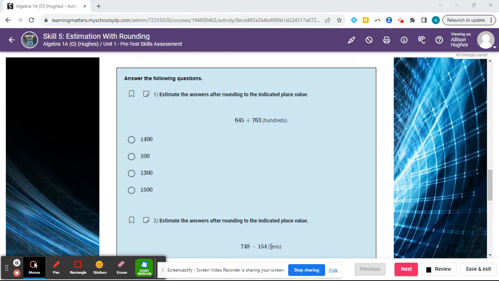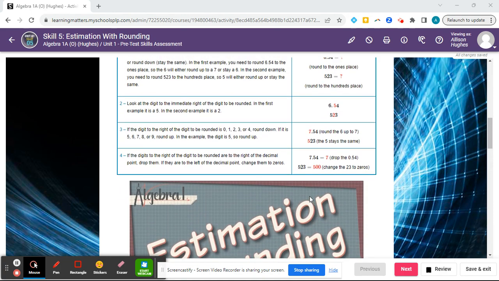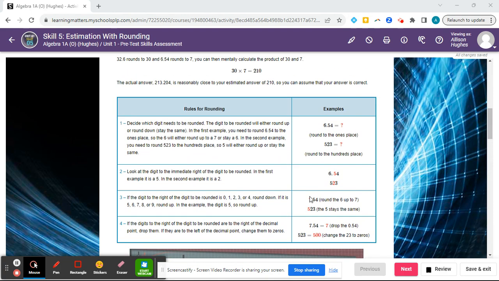In parentheses, it tells you that the place value to round to is the tens. So we're going to look at the tens place, round each number to the tens, and then perform the operation. So let's scroll up your notes and do a little reminder about your rounding.